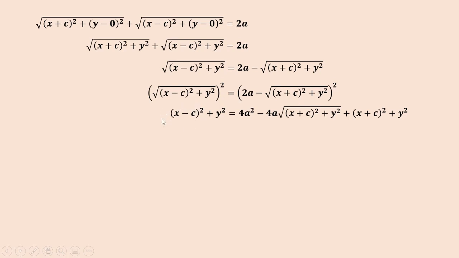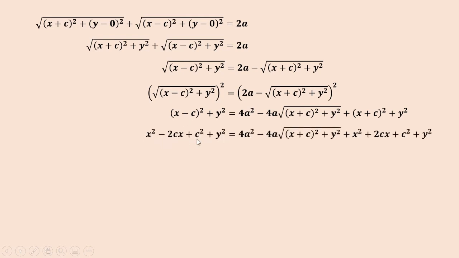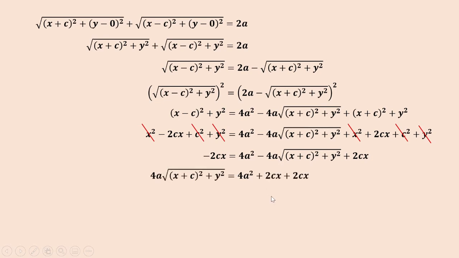Also, performing the squared quantity of (x minus c) would give us this, and performing the squared quantity of (x plus c) will give us this. We can cancel some of the terms, and we can have this equation. Rearranging the terms would give us this equation. And simplifying 2cx plus 2cx would give us 4cx. We can divide all the terms by 4, and it will give us this equation.